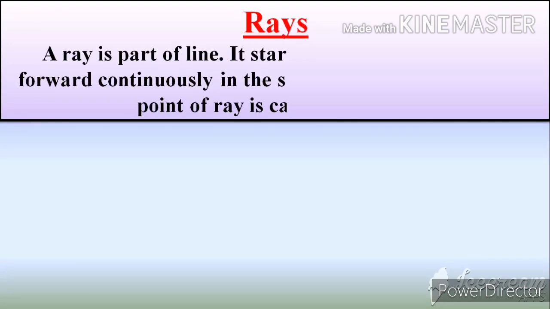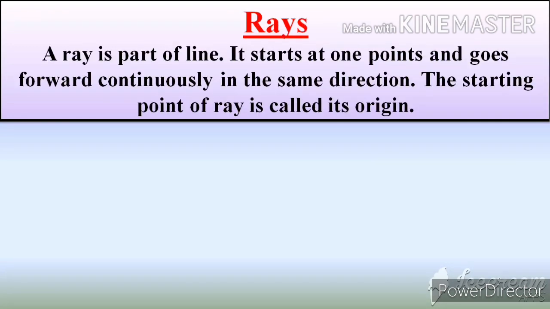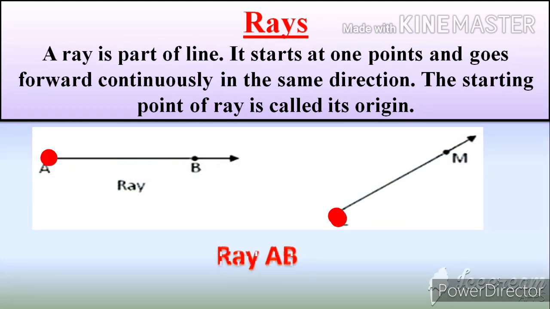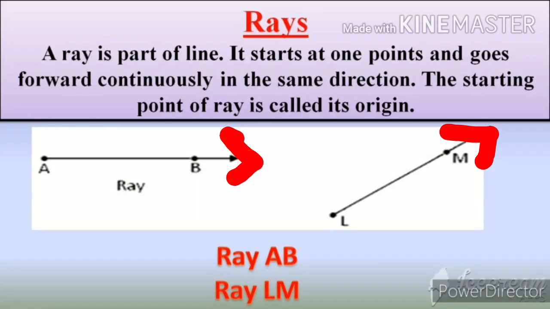Now we will see the rays. A ray is a part of a line. It starts at one point and goes forward continuously in the same direction. The starting point of a ray is called its origin. In the figure you can see ray AB, whose starting point is A, extended by the arrow toward B. Here you can see ray AB and ray LM.